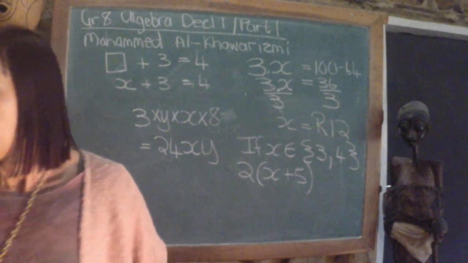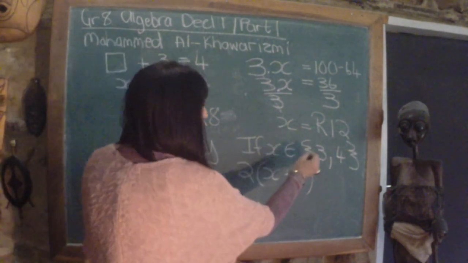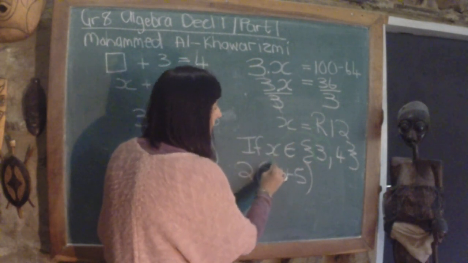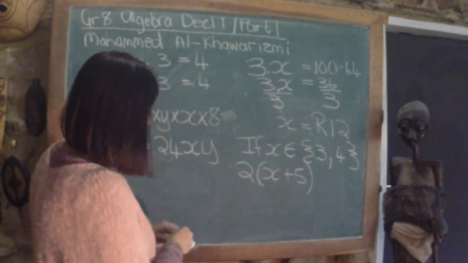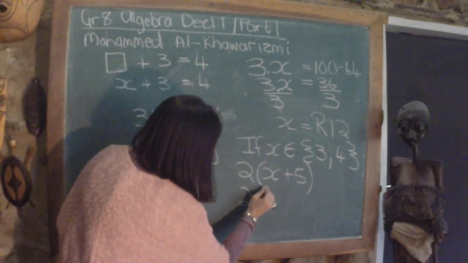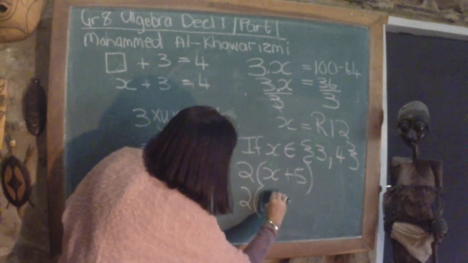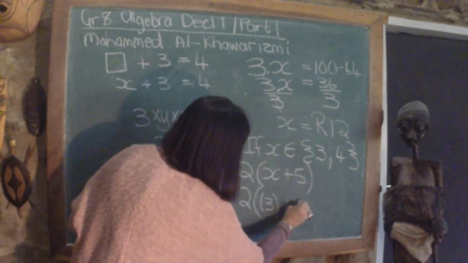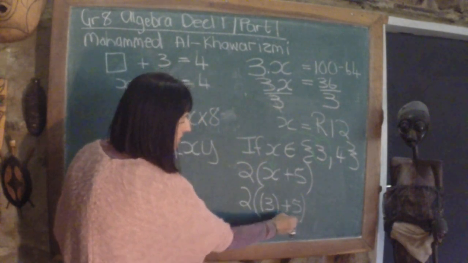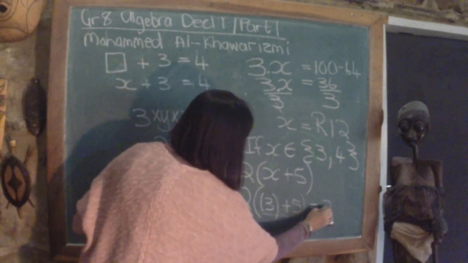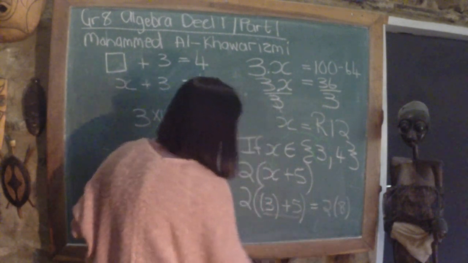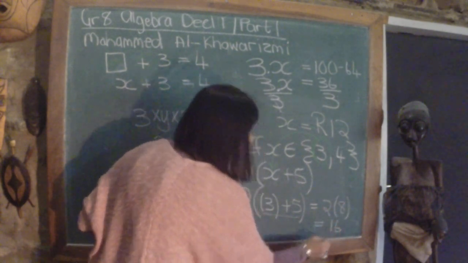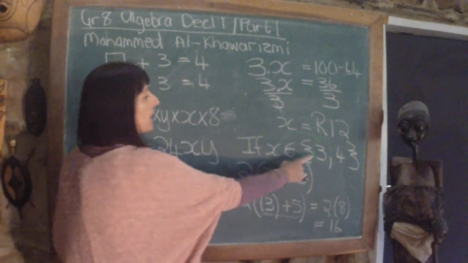So what do I need to do? Very simple. I just take my first x value, 3, and I put it into the place of x. Let's go and do it. Okay, I'm going to make my bracket, and then I'm going to put 3 into the place of x plus 5. So 3 plus 5 gives me 8, 2 brackets first, and 2 times 8 gives me 16, and that's my final answer. So now I've done 3.